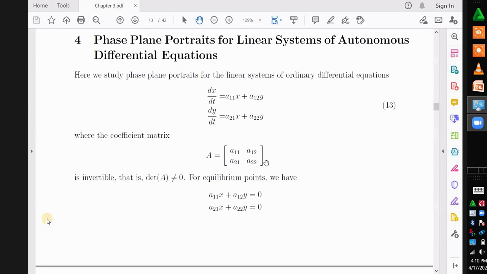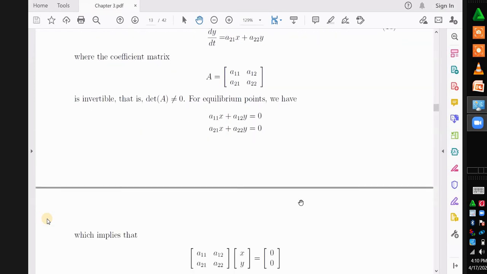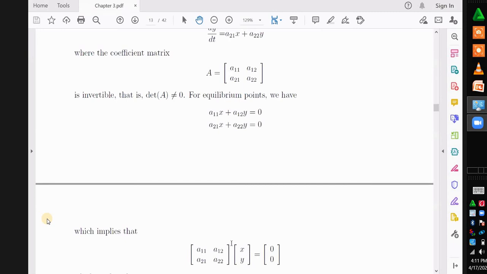Also, this matrix of coefficients is invertible. That is, determinant is non-zero. This is invertible. For equilibrium points of this system of differential equations, just consider a11x plus a12y is 0. Also a21x plus a22y is 0. And now solving this, you can see this can be expressed as a11, a12, a21, a22, xy is 0, 0.